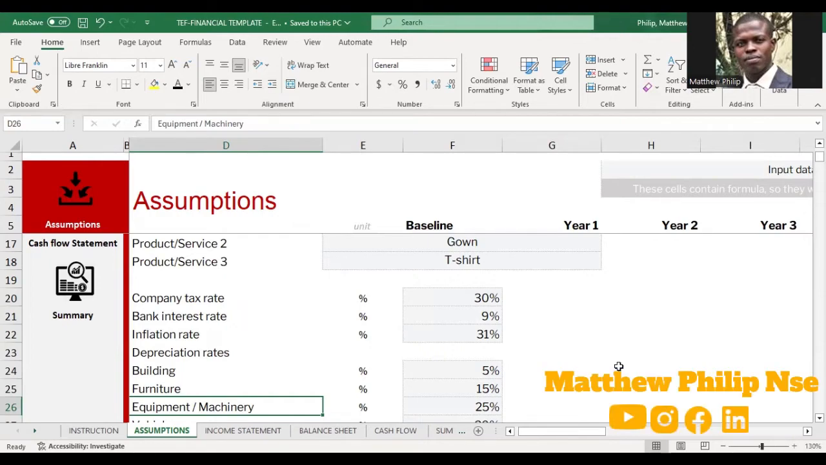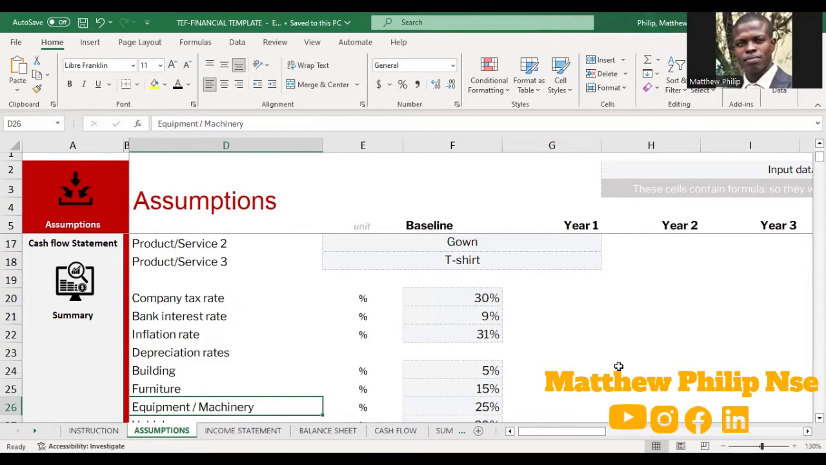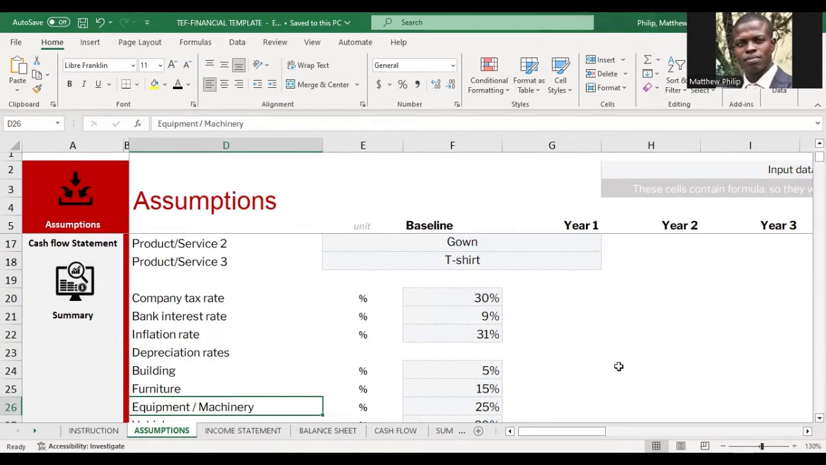So in case you have an intention to also obtain a loan to augment your capital, you need to know the interest rate from the bank you want to get the loan from. So that should be reflected here. But if you are not obtaining any loan, you might even ignore this bank rate.